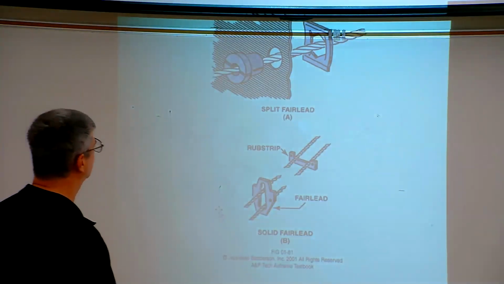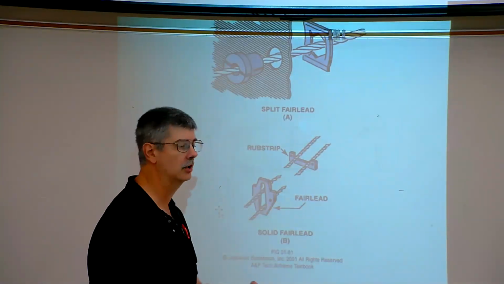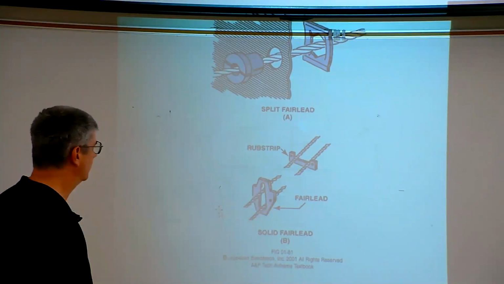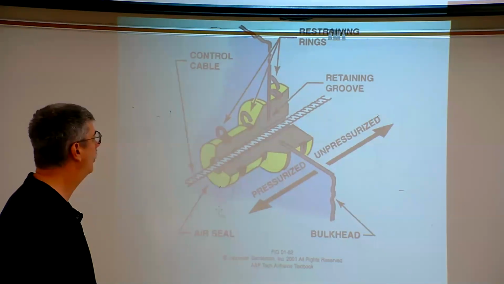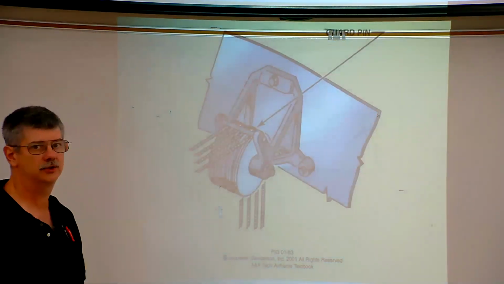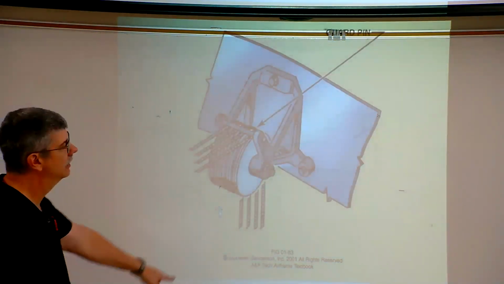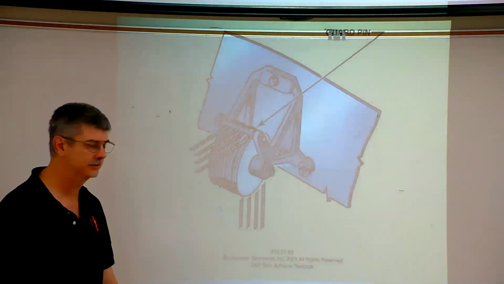Different devices help protect the structure from the cable and vice versa. We have rub strips, fairleads and such, but where a large change in direction is required, then we use pulleys, okay?